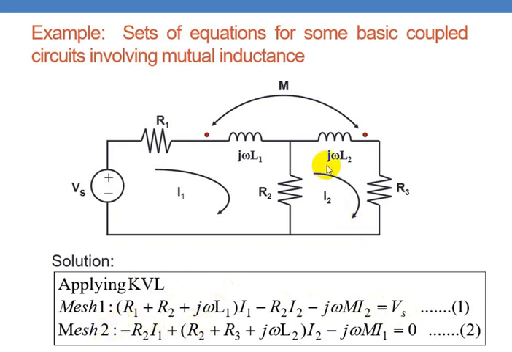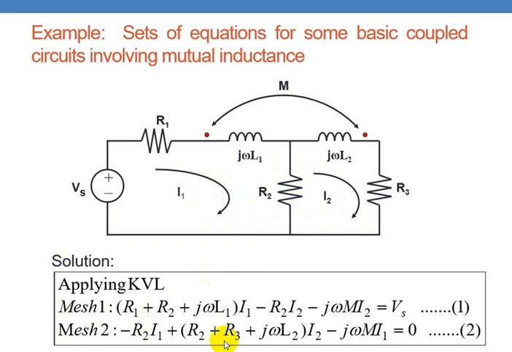Coming to the second mesh, again to write the coefficient of I1, you find out which component is common between mesh 2 and mesh 1. It is R2. So now what you have to do is check the current directions, I1 and I2. I1 is going top to bottom, and I2 is going from bottom to top. So the current directions are opposite, and you have to write a minus sign. Therefore you write minus I1 into R2 here.